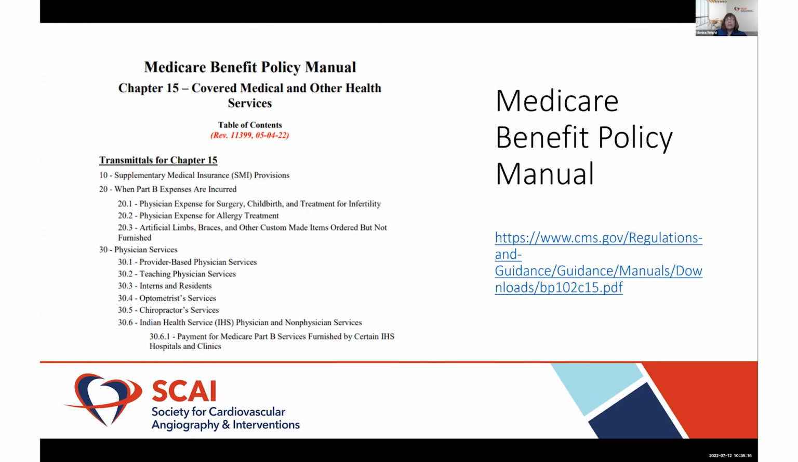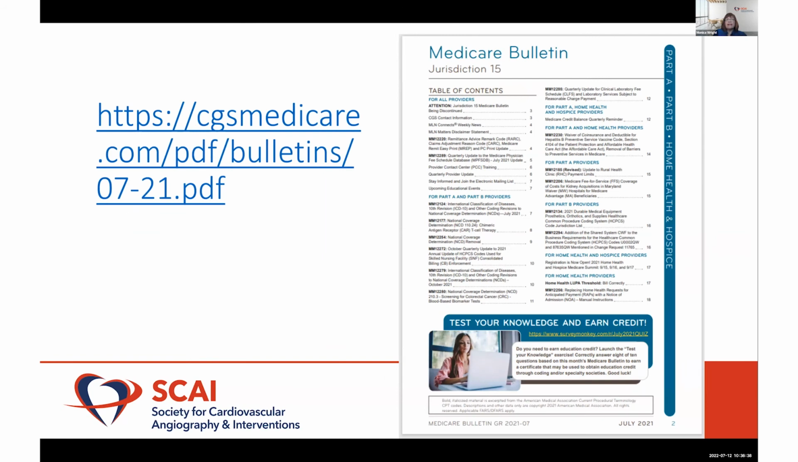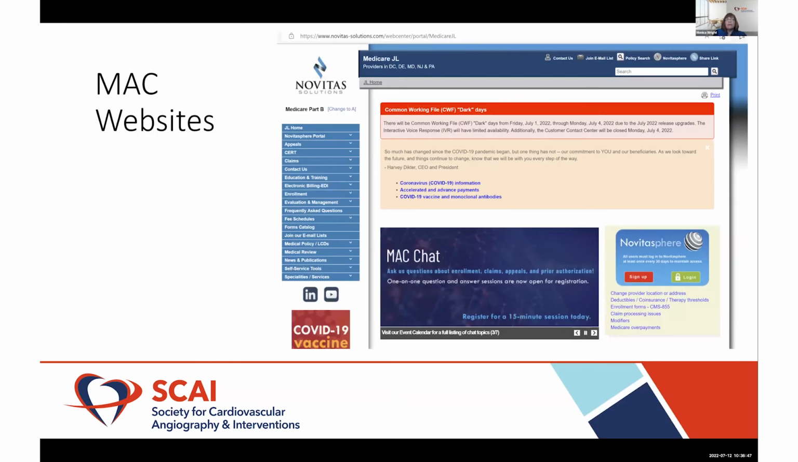Another source of Medicare payment policy is the Medicare Benefit Policy Manual, which can also be accessed from the CMS website. The Medicare Claims Processing Manual provides more specific details about claim submission and payment and can also be found on the CMS website. It is also a good idea to stay on top of MAC policy changes by subscribing to bulletins and newsletters issued by your MAC. The MAC websites are also a valuable source of information.